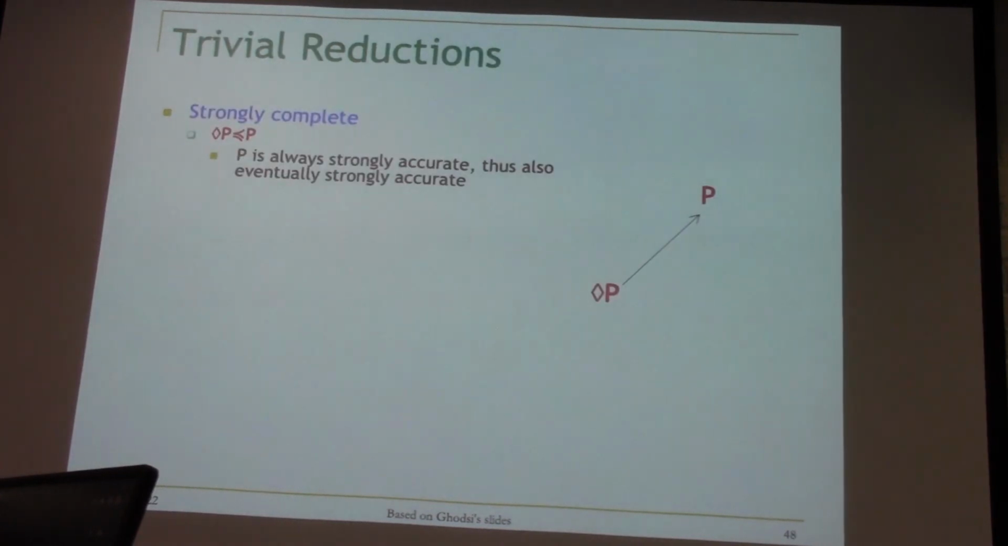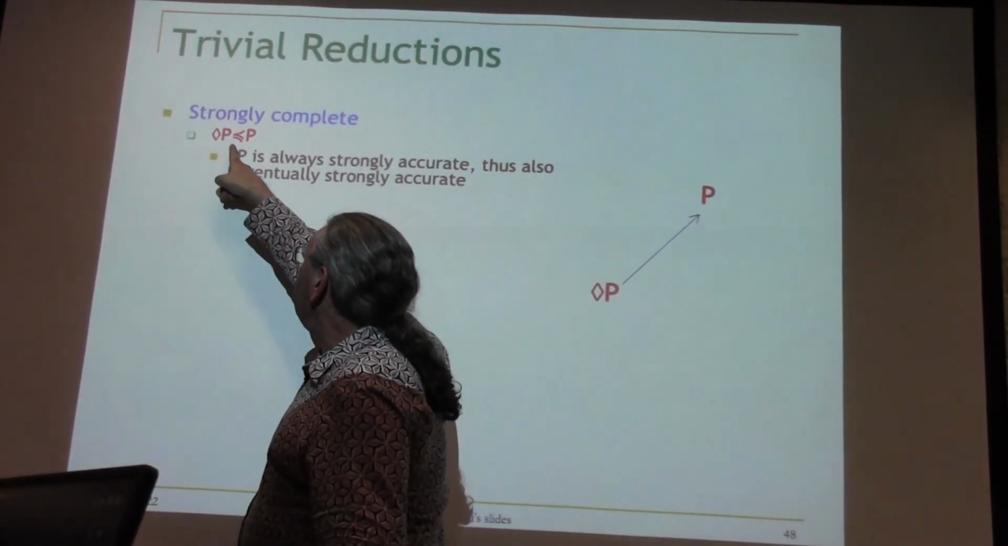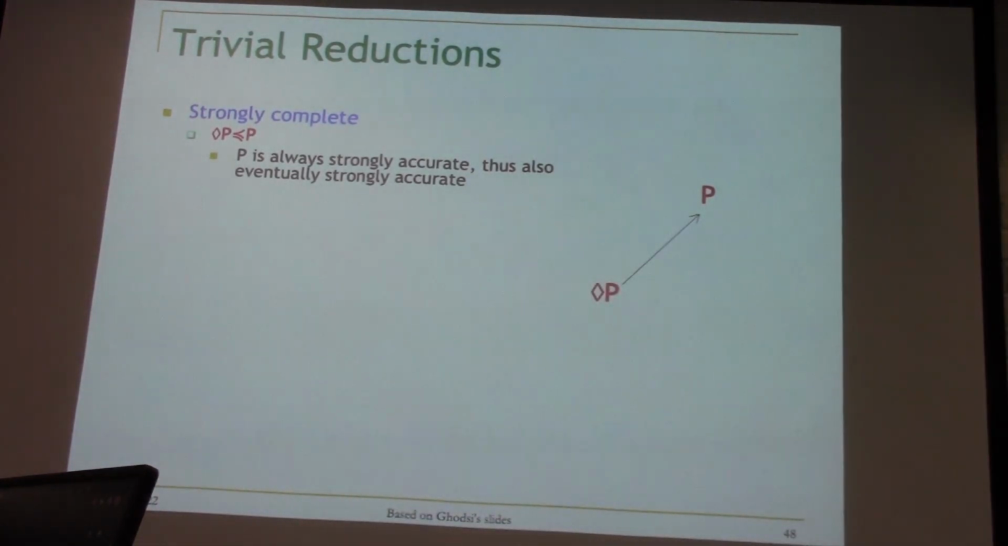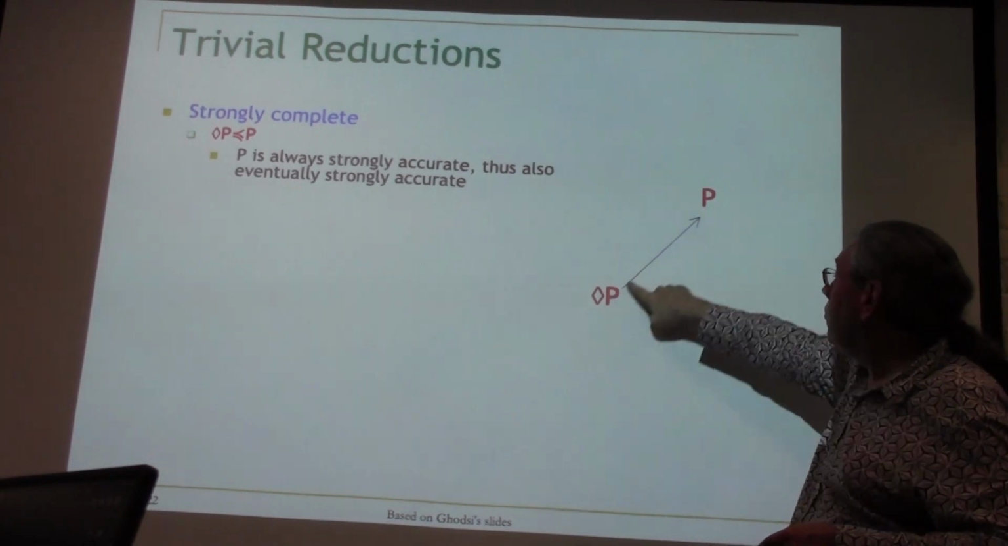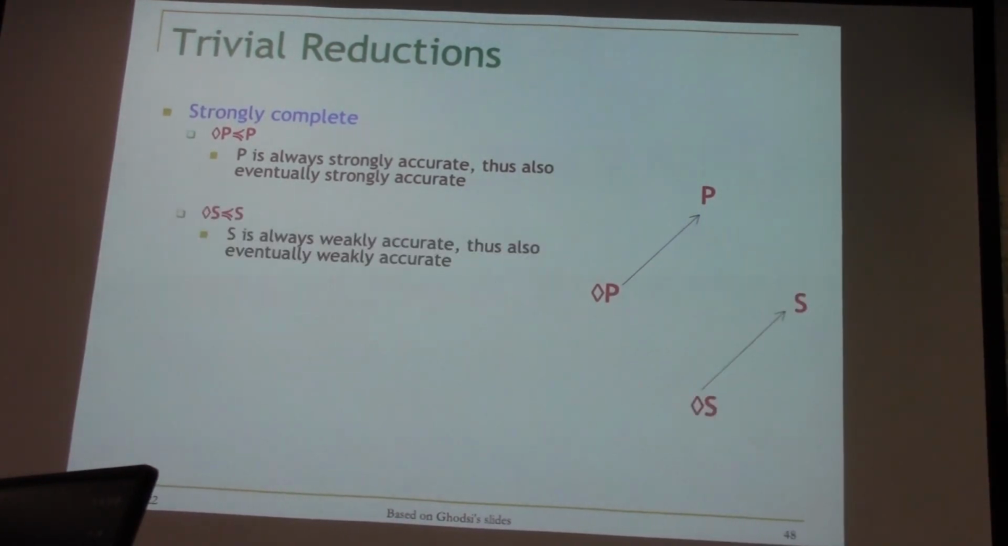Okay, now let's try to make some problem reductions here. Eventually P can be reduced to P. That's reasonable, right? If I have P, which makes no mistakes, I can use it as a version of eventually P, and it works, right? That means eventually P, and I write an arrow here. See that? But we can go farther.